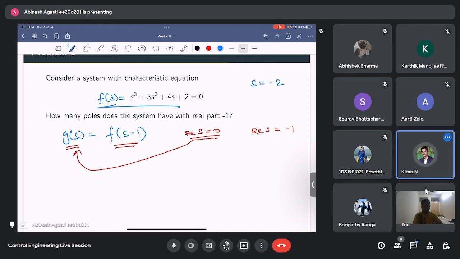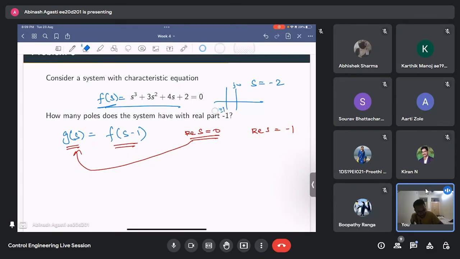Can you repeat once? Yeah, I'll repeat once. I have f(s), correct? That is given to me as the characteristic polynomial. Now I define another polynomial, say g(s), and I write it as f(s - 1). Why minus 1? Because I want to check whether there are any poles on the -1 line. This is the j omega axis. I want to check if there are any poles on this line, s = -1. So for that, g(s) is equal to f(s - 1).